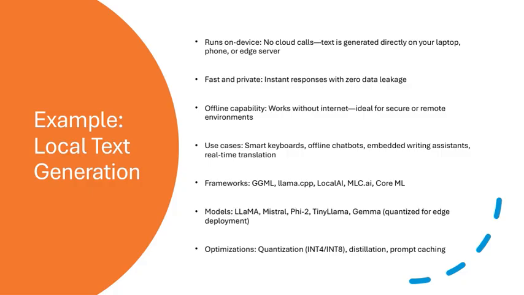On the technical side, several frameworks support this approach, including GGML, Llama.cpp, LocalAI, MLC AI, and Core ML. These frameworks enable efficient deployment on various devices. When it comes to models, popular options include Llama, Mistral, Phi-2, TinyLlama, and Gemma, which are often quantized for edge deployment to optimize performance. Speaking of optimizations, techniques like quantization, using INT4 or INT8, help reduce model size and improve speed. Distillation makes models more efficient, and prompt caching speeds up repeated responses.